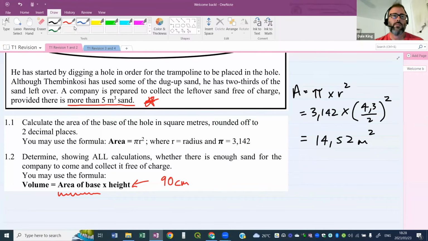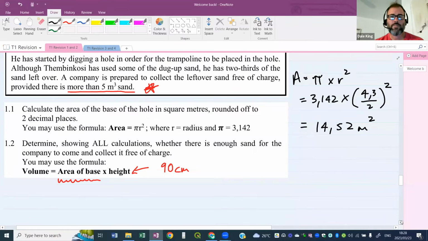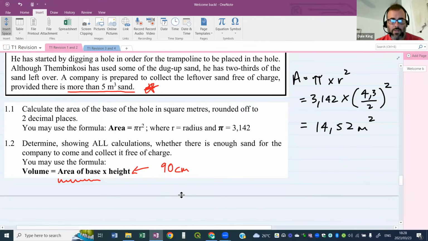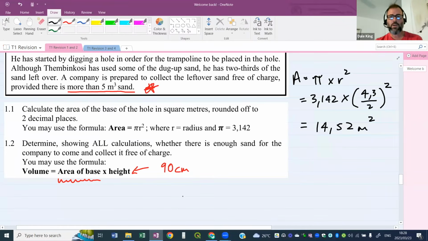All right. Let's have a look at this one. If you're still working on it, keep your calculations there and then check as we go through this. All right, so the first thing we need to do is work out the volume of the hole. He's digging all the sand out of the hole, so we need to work out the volume. Okay, they give us a formula, area of base times height.